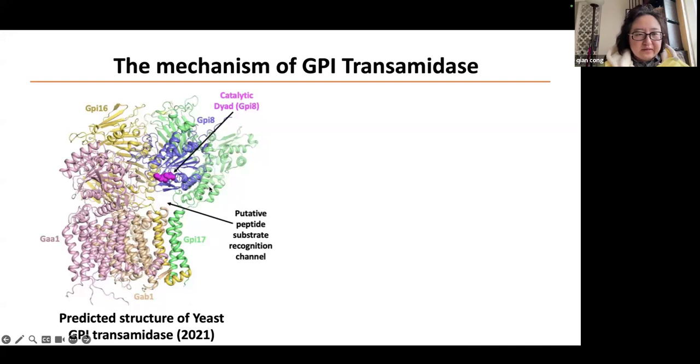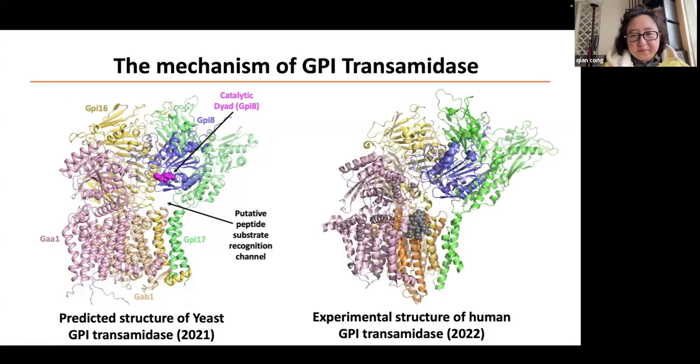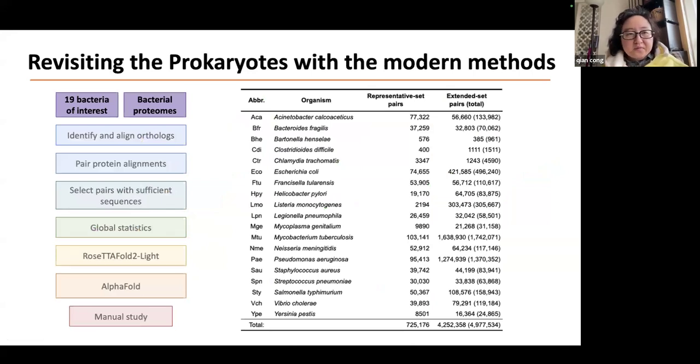In the structure, you have these 5 components. They come together and form a complex, and there's a channel in between that we suspect is the channel for substrates to go through. Right near the channel, there's a potential catalytic site. Shortly after our work, people also determined the structure of GPI transamidase, but it was after us. You can see that the experimental structure agrees pretty well with our prediction, and whatever we thought was a substrate channel is indeed a substrate channel. So at this moment, we decided that all these deep learning methods seem to be working pretty well.